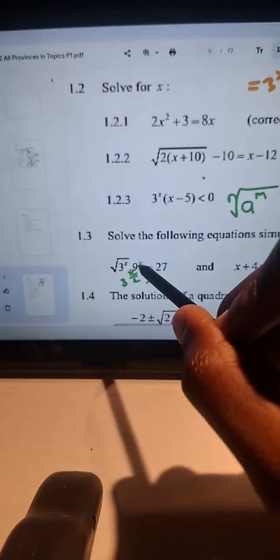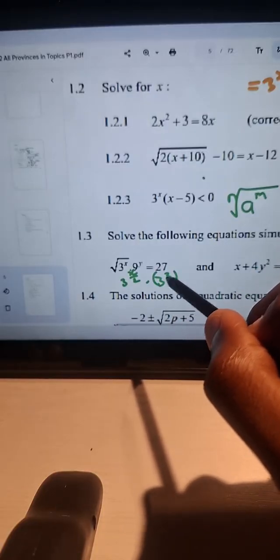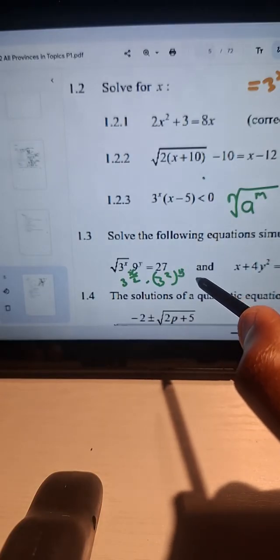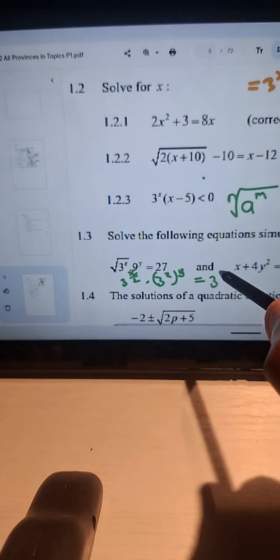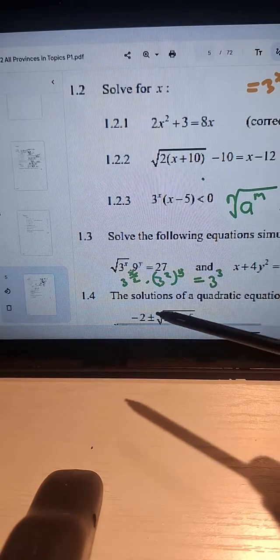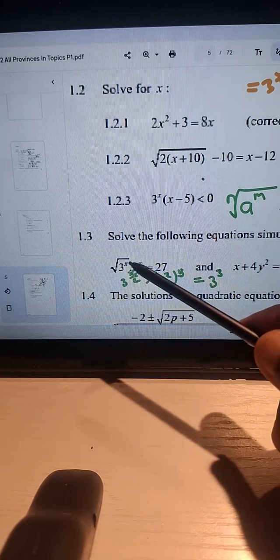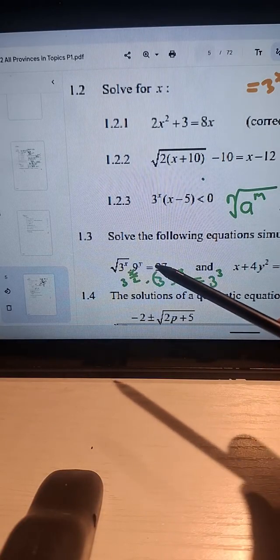And then this one, 9. It will be 3 squared to the power y, which is equal to 3 to the power 3. Yeah, because the intention is to apply our exponential laws by changing all the composite base numbers.